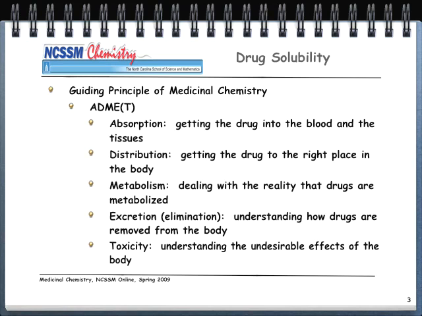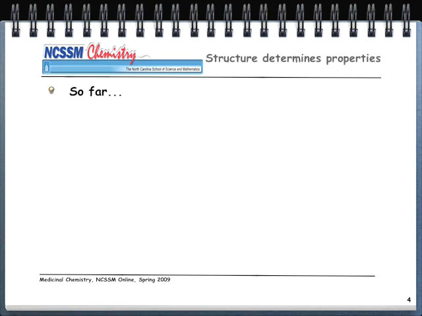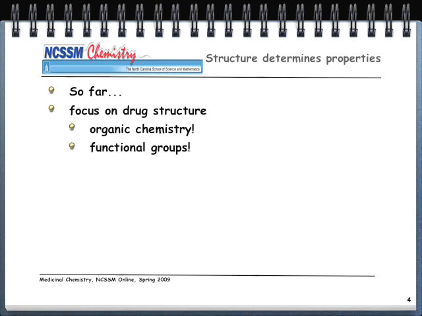We're really looking with drug solubility at this issue of absorption, of getting the drug into the blood and into the tissues. As you should know by now, structure determines properties, and so far we've been doing a lot of focus on drug structure. We've been looking at organic chemistry with a very specific eye to functional groups. Being able to recognize the functional groups in a drug molecule is critically important. The structure determines the properties and the activities.